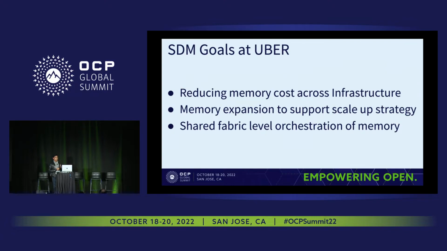And we want to enable all of this and achieve this through a shared fabric-level orchestration, whether it's memory scaling, sizing, or tiering. We are not focusing on the memory bandwidth as a primary use case for now, but we may revisit that in later stages.